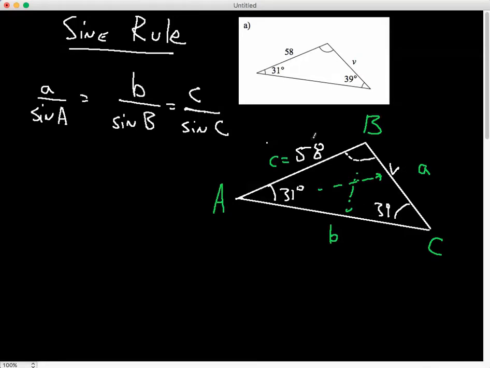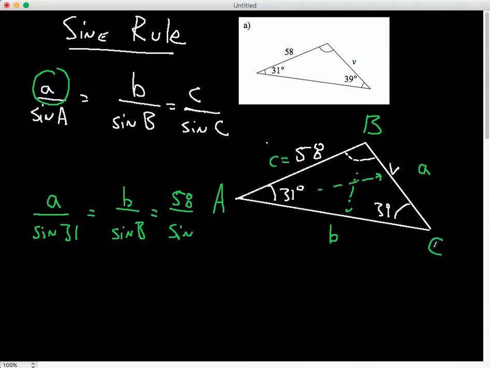In this case, the way we've labeled it, we want to find A in this formula. So for sure we need to have A, which we don't know, over sine of the angle big A, 31. And we can equate that to our small b, which we don't know, over sine of b, which we also don't know. We don't have the angle b yet. And this is equal to c, which is 58, over sine of this angle c, which is 39.